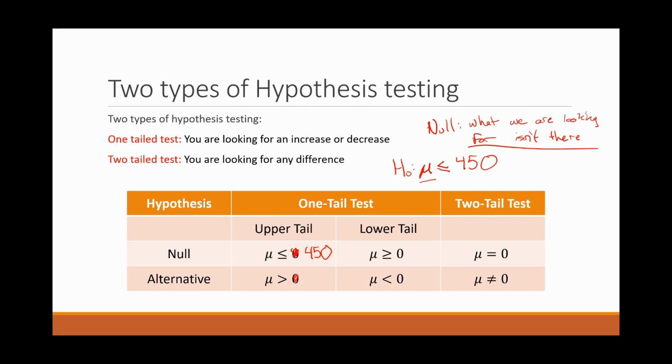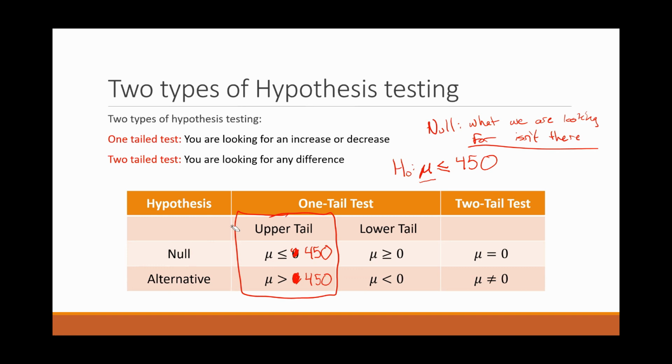Then the alternative is the opposite. The alternative is what we're looking for. We're looking to see, is there an increase? And so the alternative is mu is larger than 450. So this would be our null and alternative hypotheses for this research question. We're doing an upper tail test. We are looking for an increase. We are going to test the null hypothesis that there is no increase in SAT scores after the program went into place. That's what we're testing.